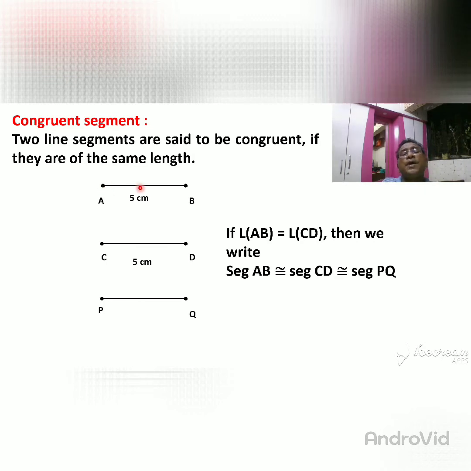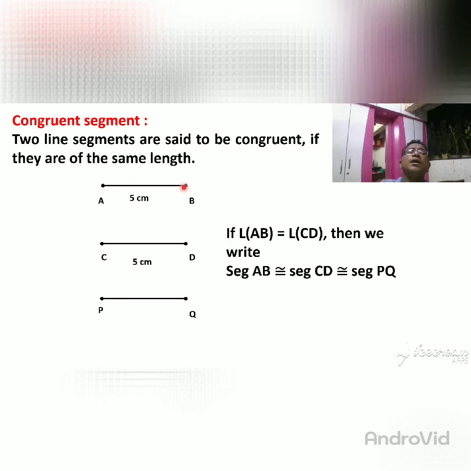So AB is 5 centimeters. So AB is congruent with AB because each segment is congruent with itself. Each person is congruent with itself. Another person is not congruent with you. You are the only one who is congruent with yourself. In such a way, the first property: each segment is congruent with itself. This is the first property.